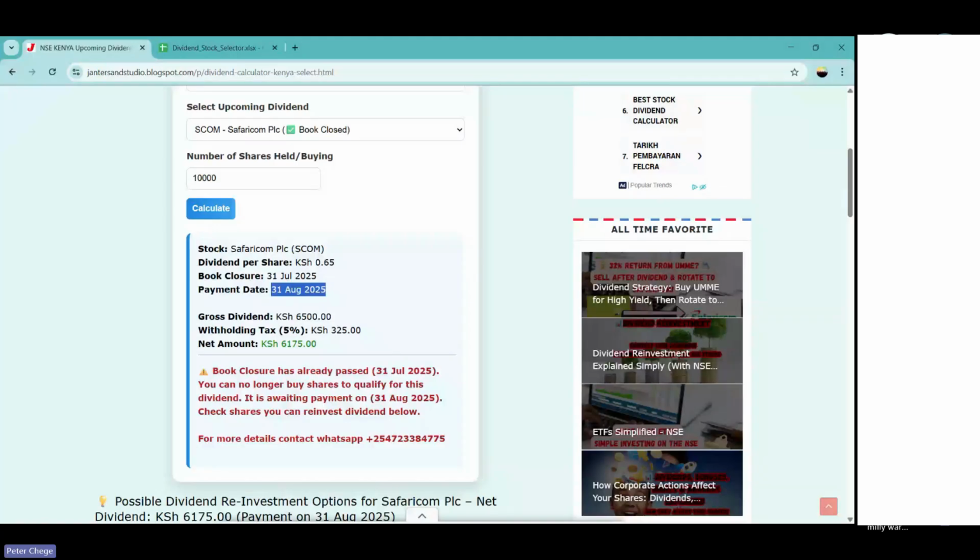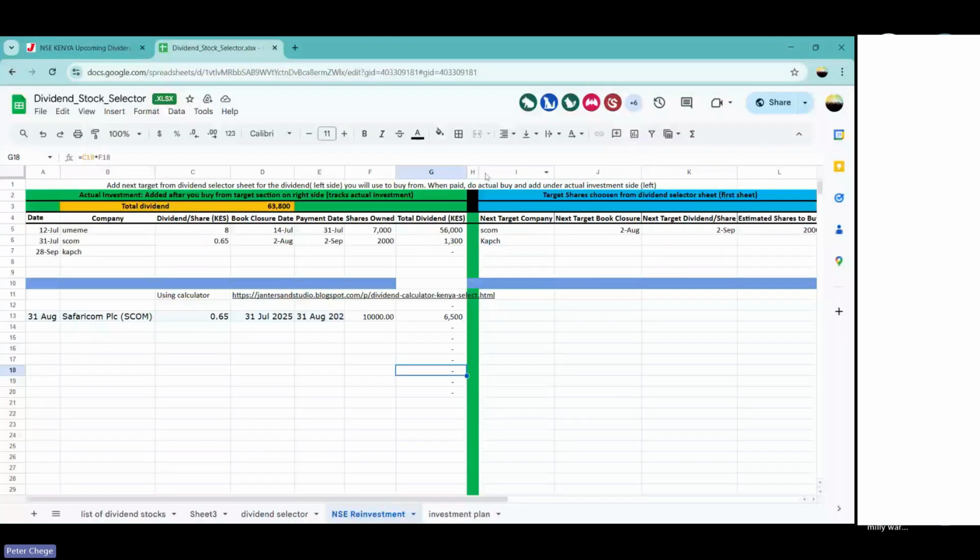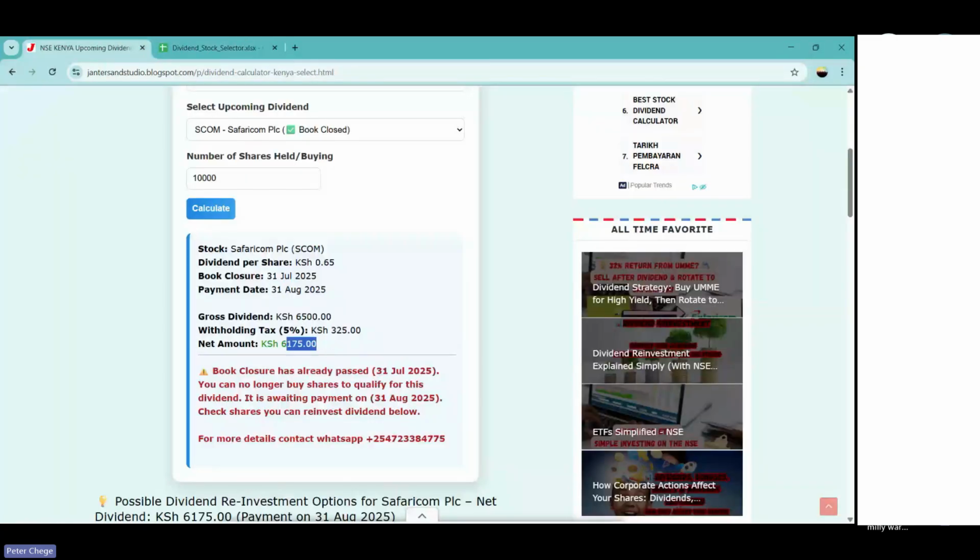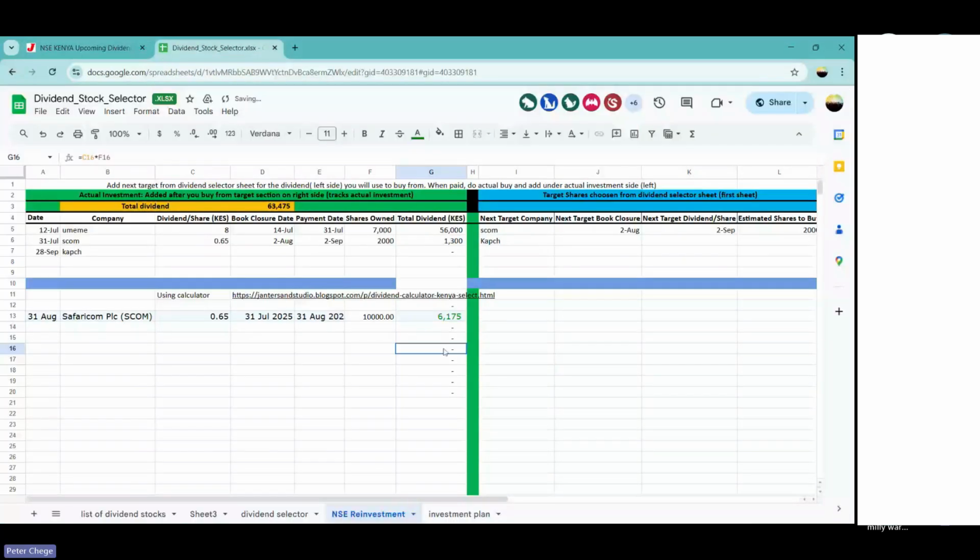You can always add additional fields. It's only that last time I didn't have much time to factor in net. But if you want to track net, you can just copy net amount here and paste it. Because you want to track that amount that you receive. So the calculator has done everything for you. Let me first clear these two. Let me put this as 0, 0. As you can see on top, it gives you total dividend you have received so far.